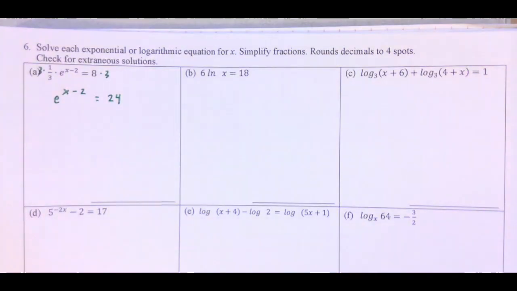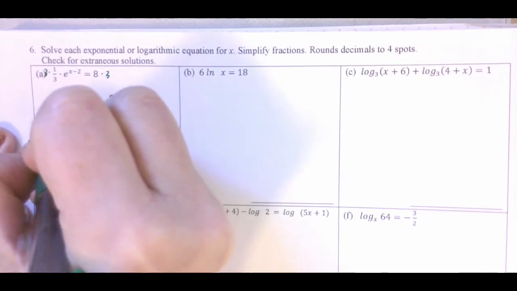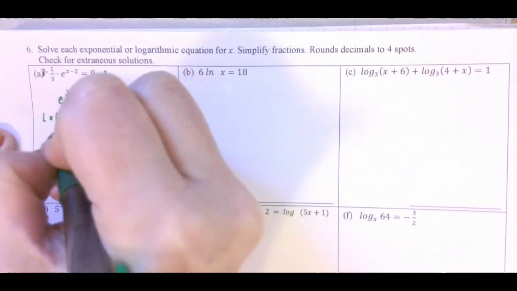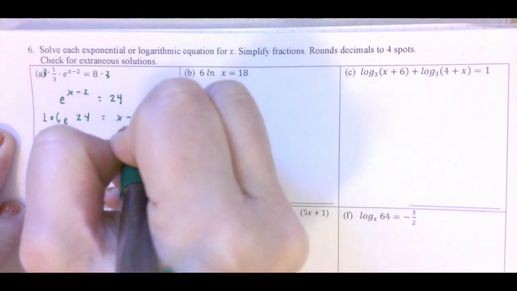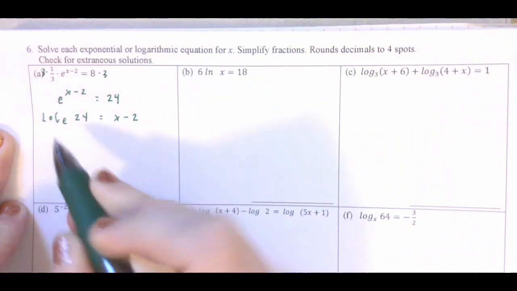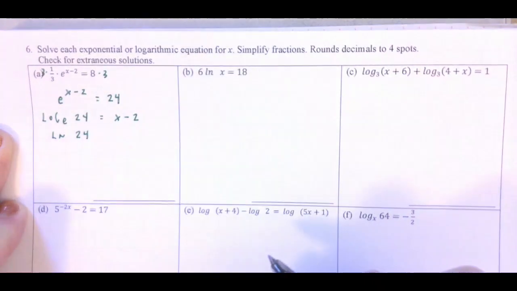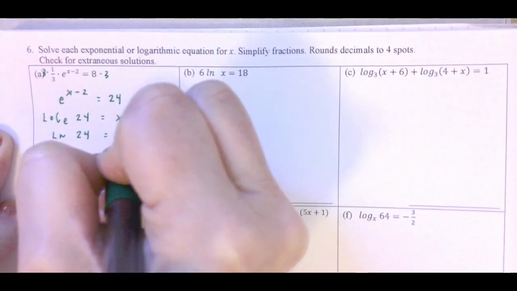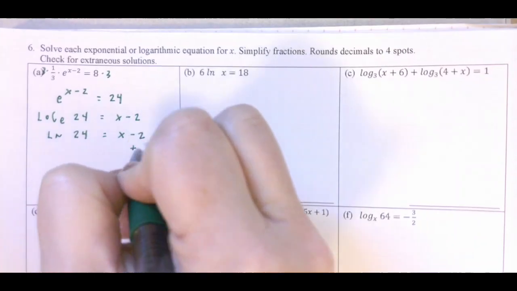All right, I'm kind of stuck. So now I switch formats. I rewrite it as a log. So log base e of 24 equals x minus 2. Now log base e, we really just write that as ln. So natural log ln 24 equals x minus 2. Okay, and then the last thing that I'll need to do is add the 2 to the other side.